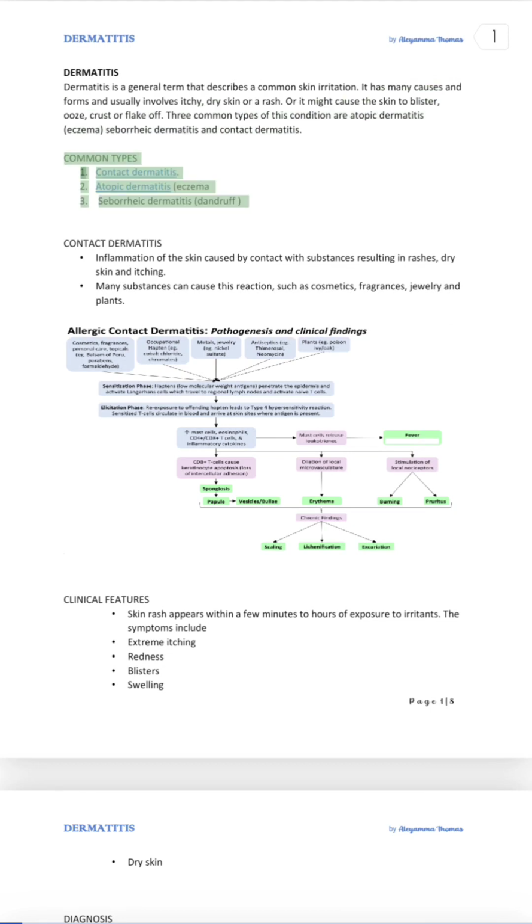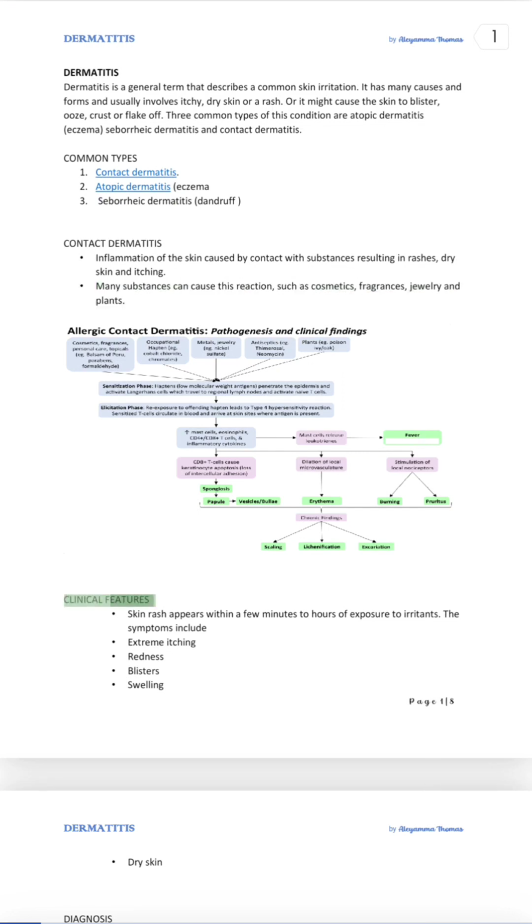Common types: 1. Contact dermatitis. 2. Atopic dermatitis. Contact dermatitis: inflammation of the skin caused by contact with substances, resulting in rashes, dry skin, and itching. Many substances can cause this reaction, such as cosmetics, fragrances, jewelry, and plants.